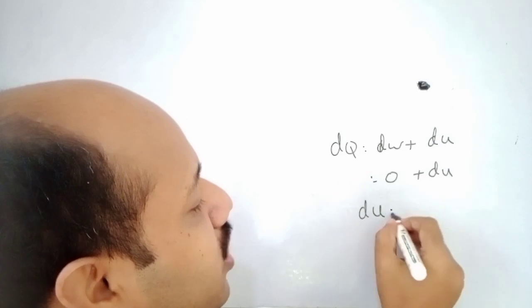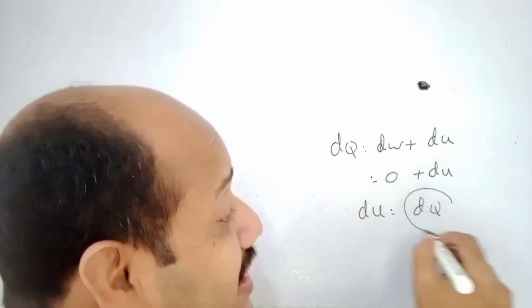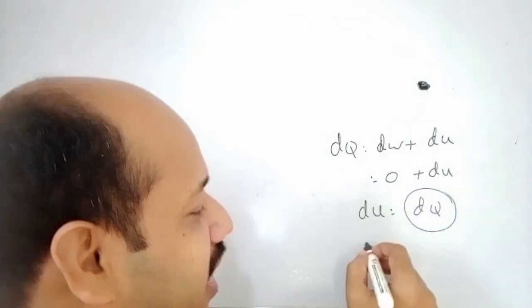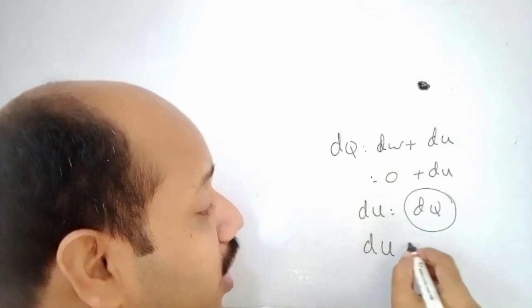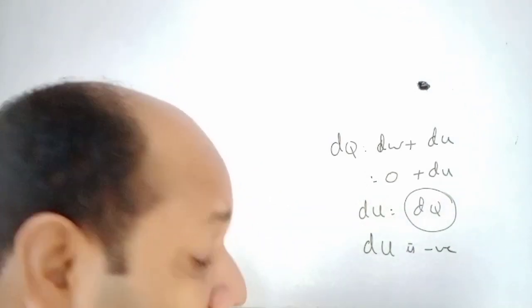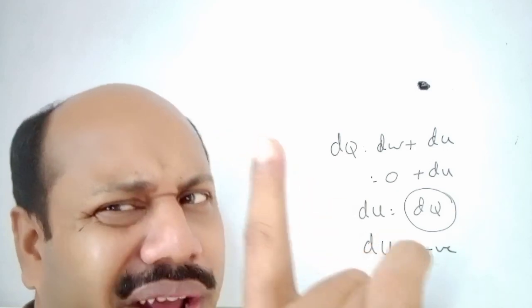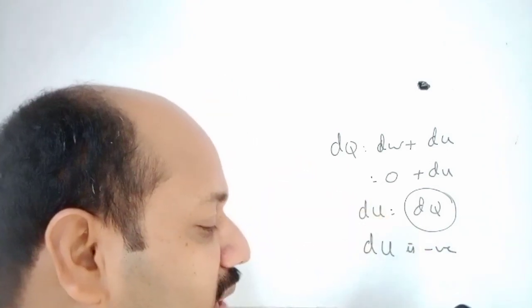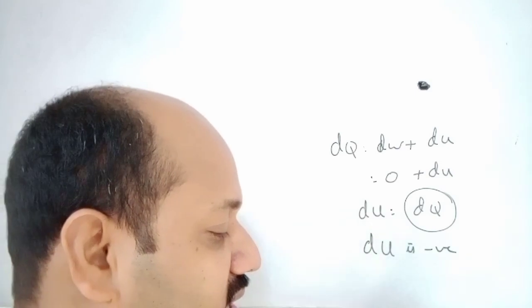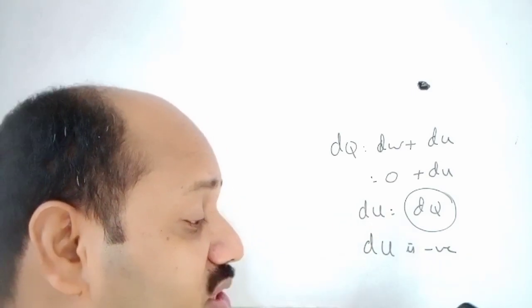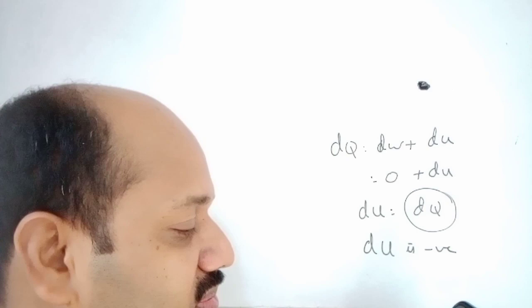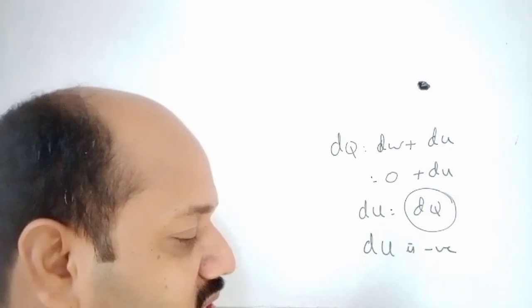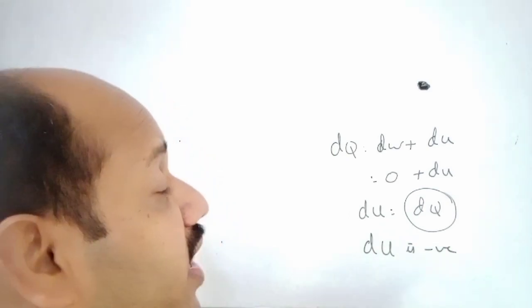Now, dU is equal to dQ. It is given that dQ is less than 0, so dU is negative. Negative indicates a decrease. If the internal energy decreases, the temperature of the system also decreases. Therefore, the answer is the first one, the temperature will decrease. We cannot say anything about the volume. Answer to the 14th question is 1.